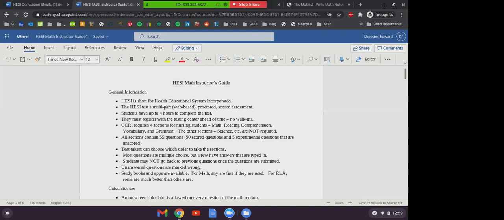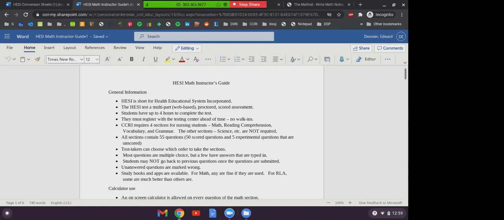If you get some of the books that are out there or some of the websites, you'll notice that there are lots of other sections: biology, chemistry, physics. CCRI doesn't require any of those. CCRI only requires math, reading comprehension, vocabulary, and grammar. Our workshop today is going to focus on the math section because that tends to be the one people have a little bit of anxiety about. Math anxiety is a pretty common thing. It's nothing to be afraid of. It's math that you've seen before.